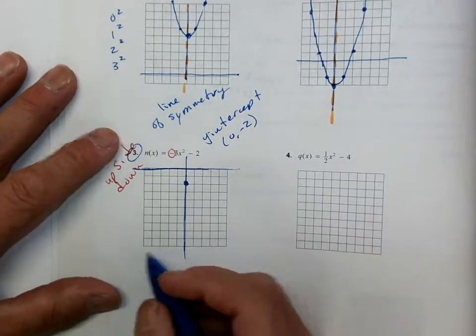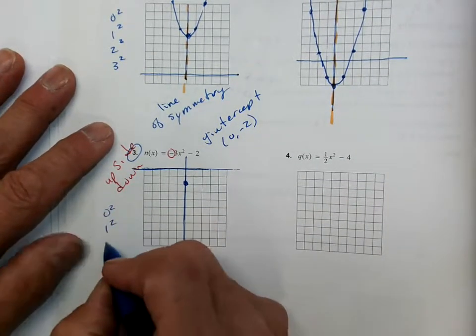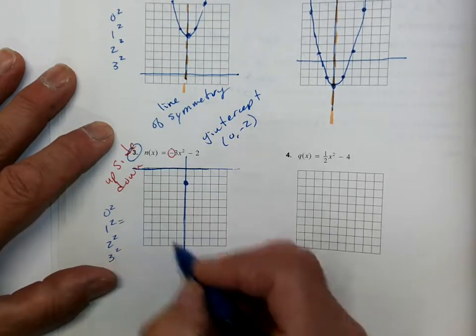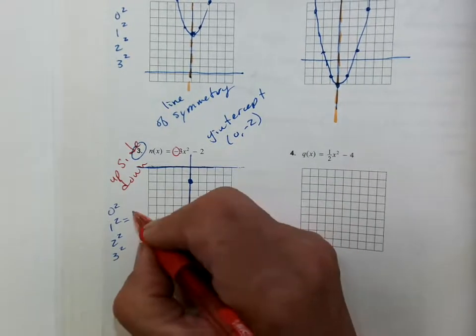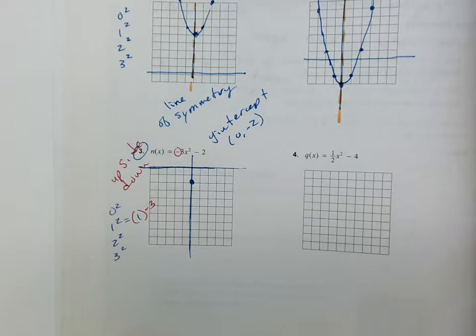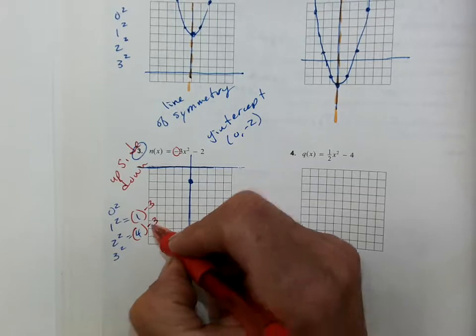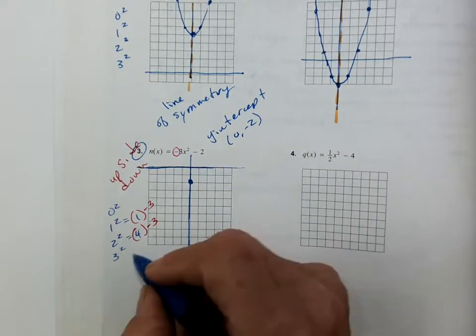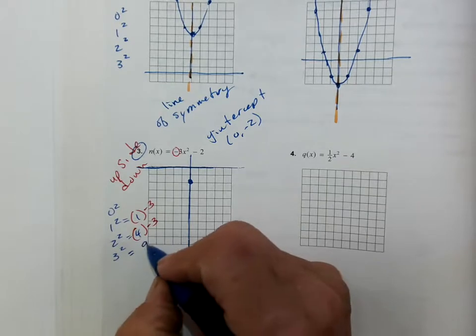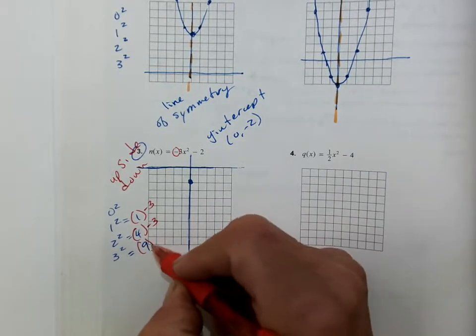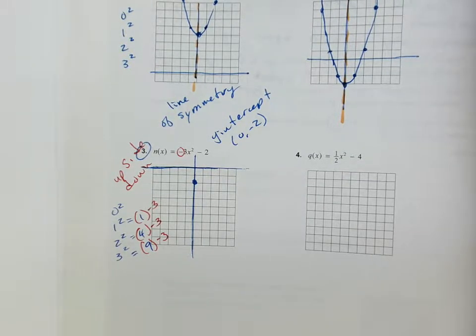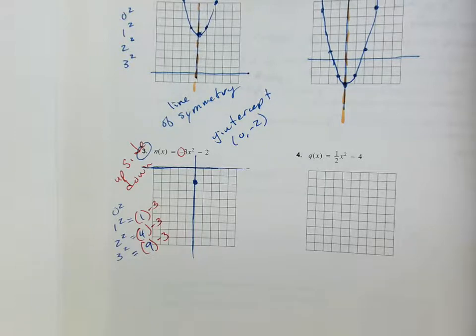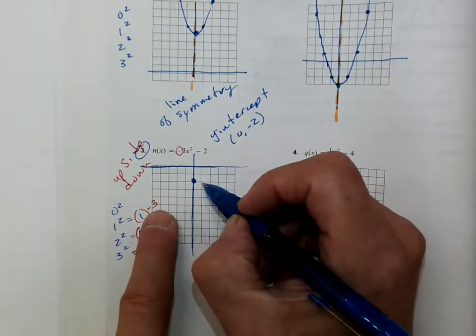So when I go and do my 0 squared, 1 squared, 2 squared, 3 squared, I'm going to get 1 squared is 1, but I'm going to multiply that times -3. 2 squared is 4, but it's going to be multiplied times -3. 3 squared is 9, but I'm going to multiply that by -3. Okay, so it's going to be upside down because of the negative, and 3 times as tall in a negative sort of way, right? So instead of doing my 1, 1, I'm going to go 3 times that.